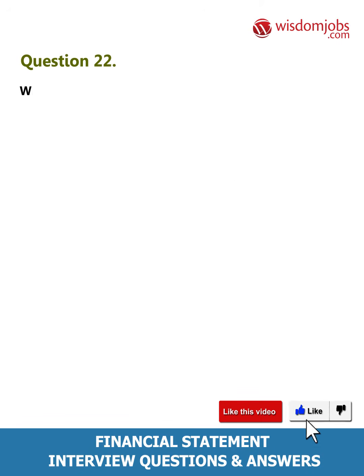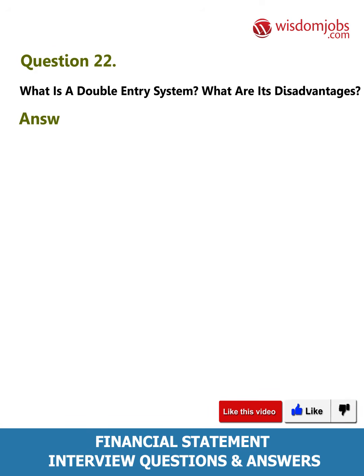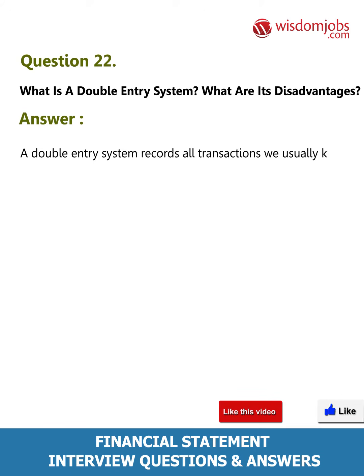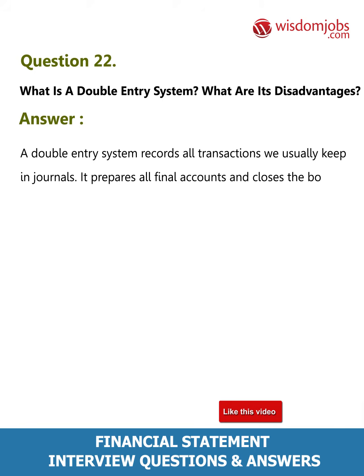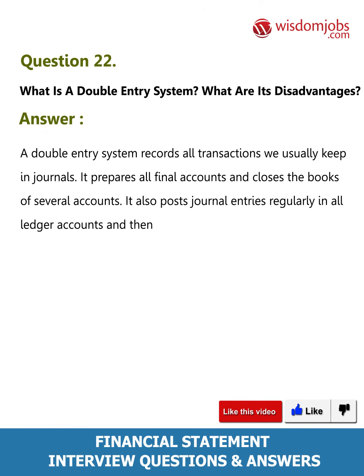Question 22. What is a double entry system? What are its disadvantages? Answer. A double entry system records all transactions we usually keep in journals. It prepares all final accounts and closes the books of several accounts. It also posts journal entries regularly in all ledger accounts and then prepares for a proper trial balance.